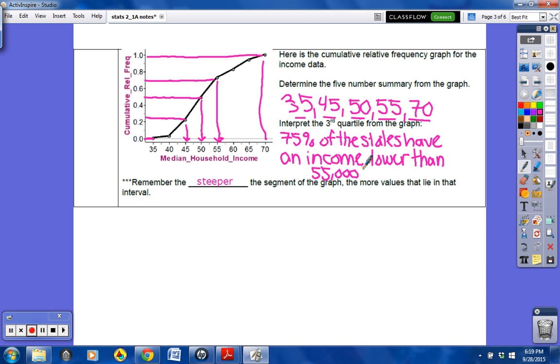Now remember, when you're looking at this type of graph, the steeper the line segment, the more values that are in there. So this is not as steep as that. So there's more values that lie in this range than in this range. And this is even steeper, so more values lie in here than they do over here. So the steeper the segment, the more values that are in that little area.